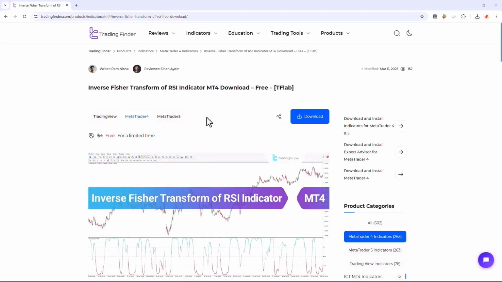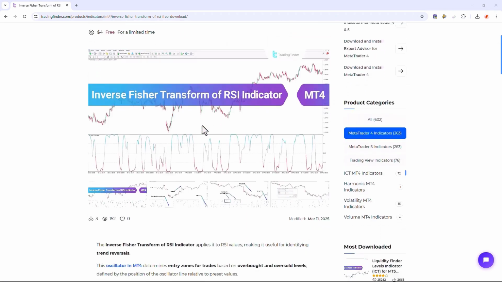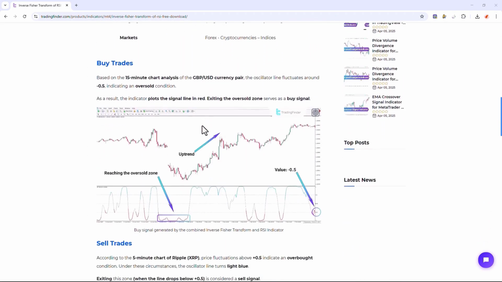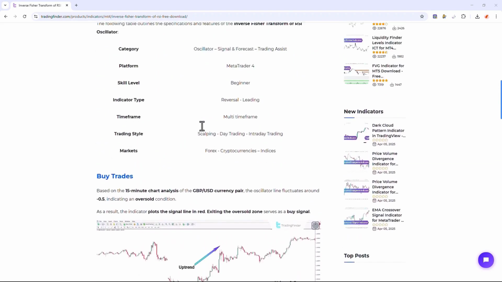The inverse Fisher transform RSI indicator is offered for various platforms on the TradingFinder website. From this section, you can download the indicator file for MetaTrader 4 and MetaTrader 5 platforms and run it on the chart. Additionally, traders can read this page to understand how the indicator works and functions.